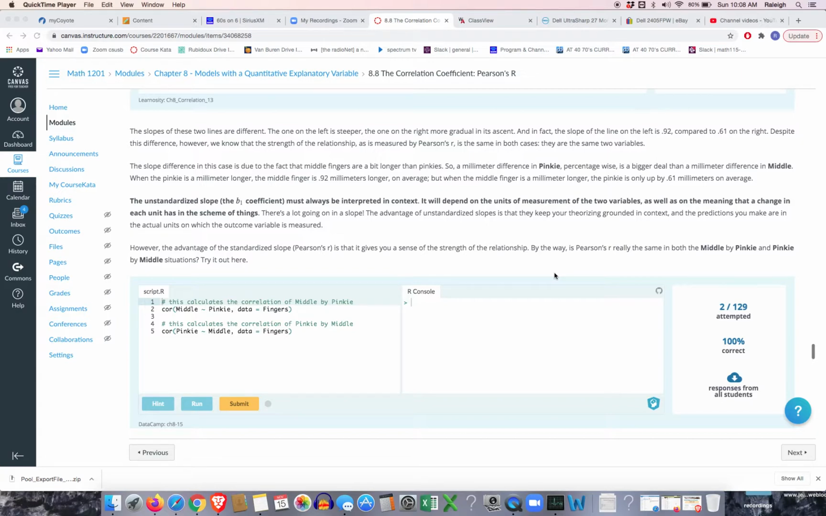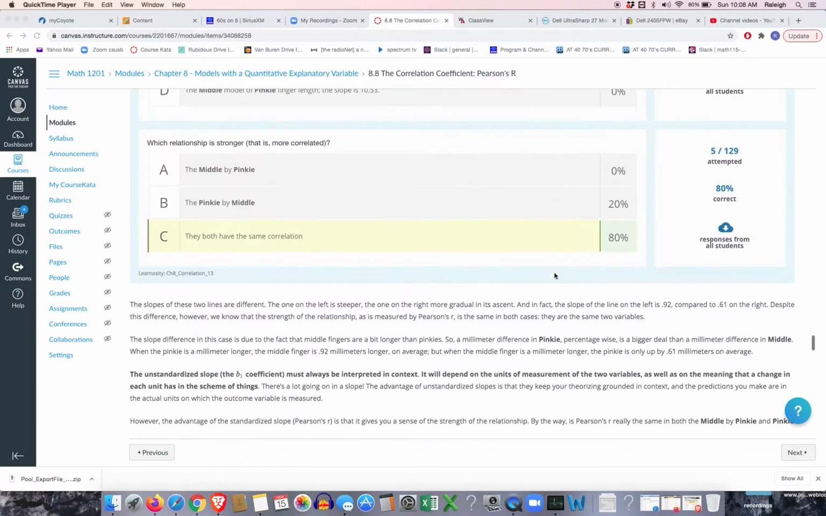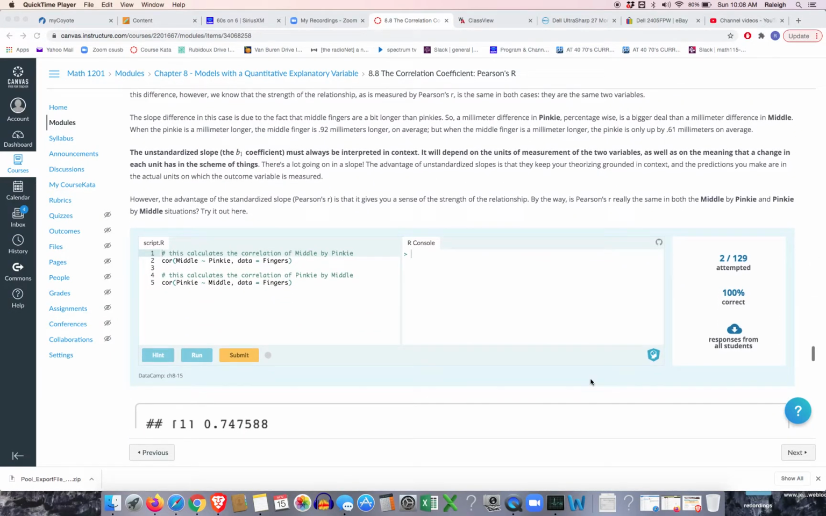Okay, so in this particular case, we'd like to look at a couple things here. Here, we just need to look at the hint, and what they're asking us to do is to calculate the correlation of middle by pinky and then pinky by middle. And the hint, well, is there a hint? Just submit the code and see the symmetry. So this bears out what I've been talking about here. Oh, they're both the same.